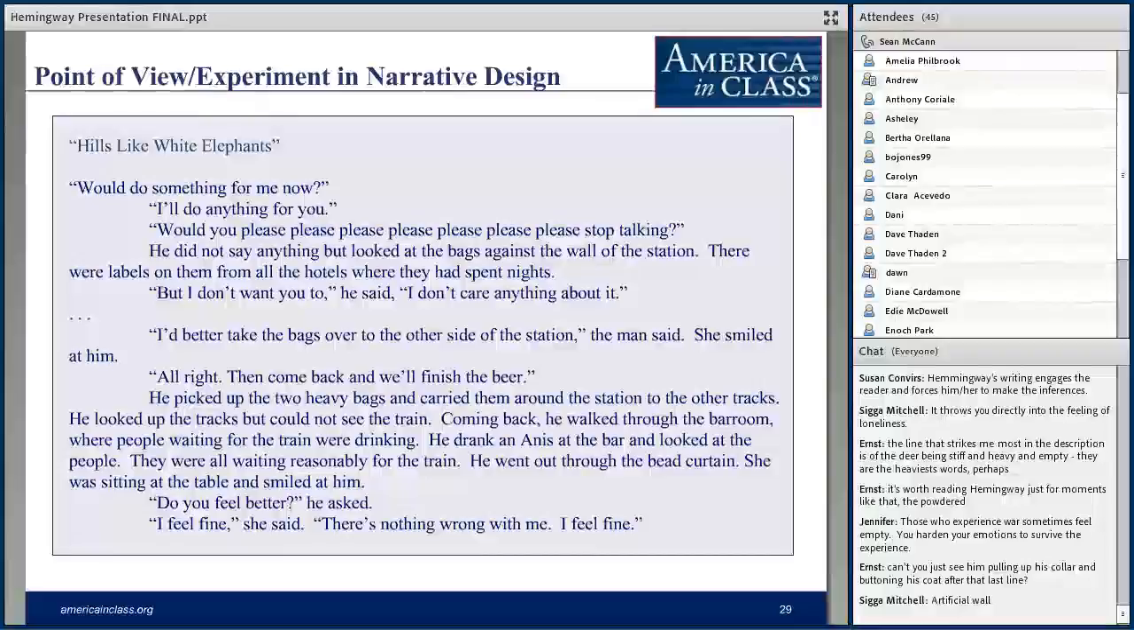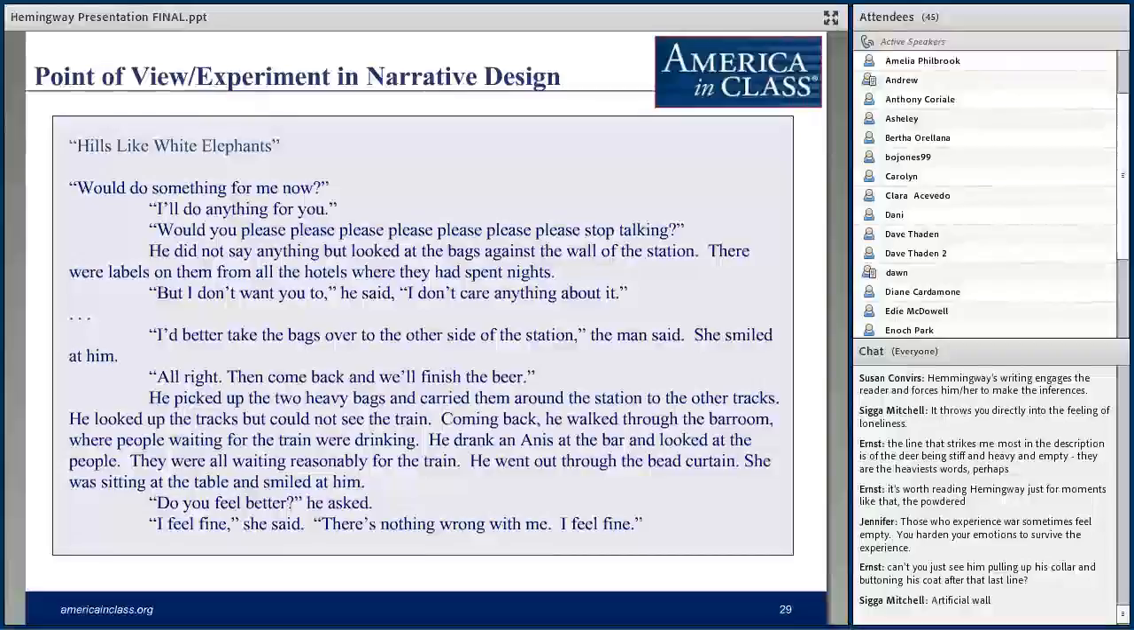So I'm going to pick up here late in the story of "Hills Like White Elephants." One character says, "Would you do something for me now?" "I'll do anything for you." "Would you please, please, please stop talking?" He did not say anything but looked at the bags against the wall of the station. There were labels on them from all the hotels where they had spent nights. "But I don't want you to," he said. "I don't care anything about it."